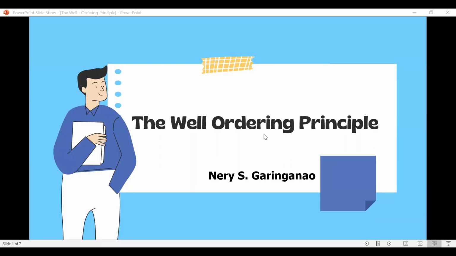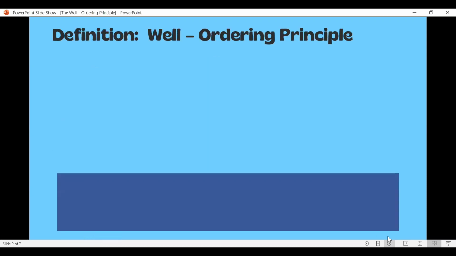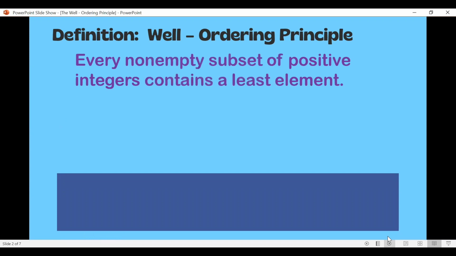Good day, everyone. Today, I will discuss one of the important number properties called the well ordering principle. What is the well ordering principle? The well ordering principle states that every non-empty subset of positive integers contains a least element.